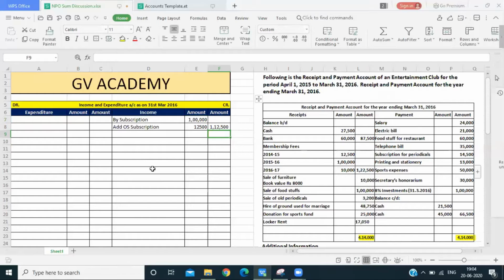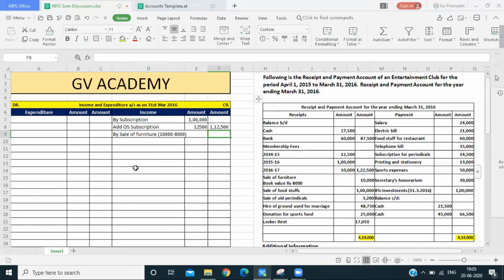And the next point is the sale of furniture. In case of sale of any asset, we just need to calculate whether there is any loss or profit from the sale of the asset. In this case, the book value of the furniture is rupees 8,000 and the selling price is rupees 10,000. So there is a profit of 2,000. The profit is an income, so we need to credit it in the income and expenditure account, by sale of furniture. In brackets, you can even note, for better understanding, 10,000 minus 8,000.